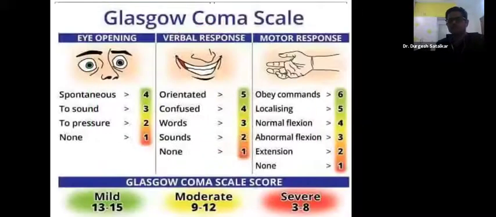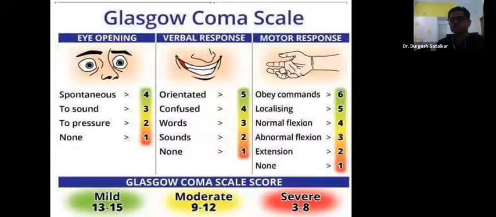Coming to the Glasgow Coma Scale, which is more commonly used, we have three components: eye opening, verbal response, and motor response. The minimal score is 3 and the maximum score is 15. 15 is a normal conscious patient. If the patient has spontaneous eye opening, we give E4. On verbal command, if the patient opens the eyes, we give 3 points. If eye opening occurs on painful stimulus, we label it E2. If there is no eye opening even to painful stimulus, we give E1.